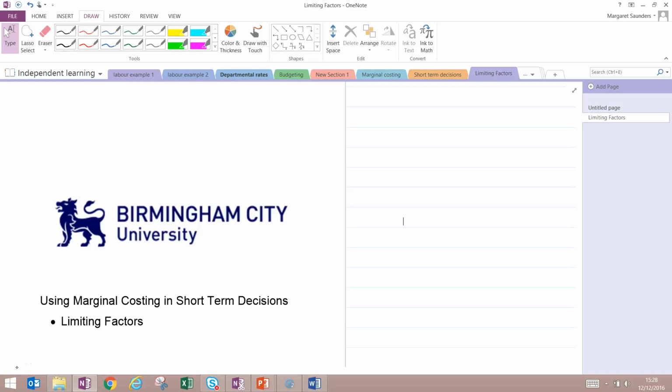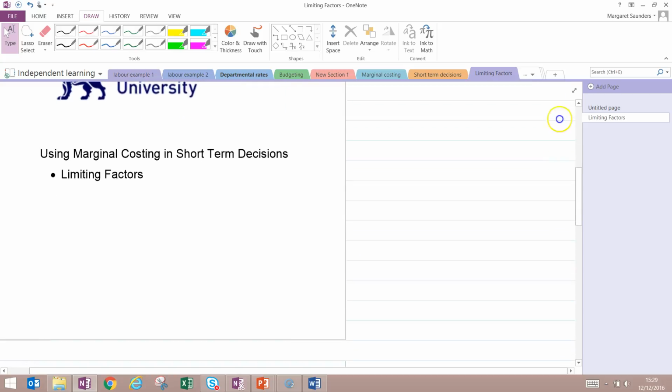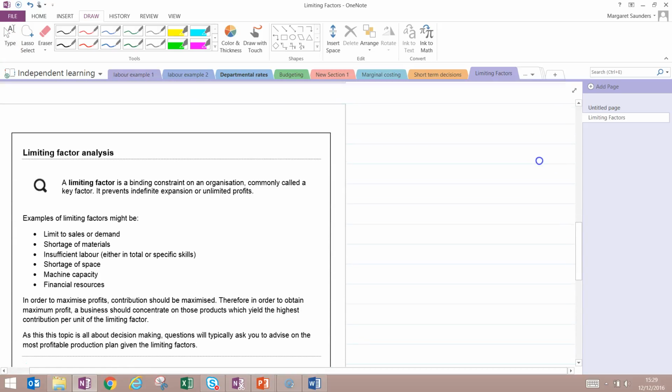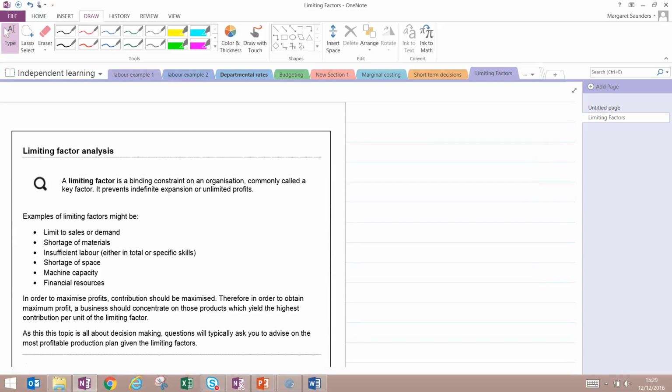Welcome to this recording, which is on using marginal costing in short-term decisions, but is looking at limiting factors. Now, the definition of a limiting factor is that it's a binding constraint on an organisation, commonly called a key factor. It prevents indefinite expansion or unlimited profits.